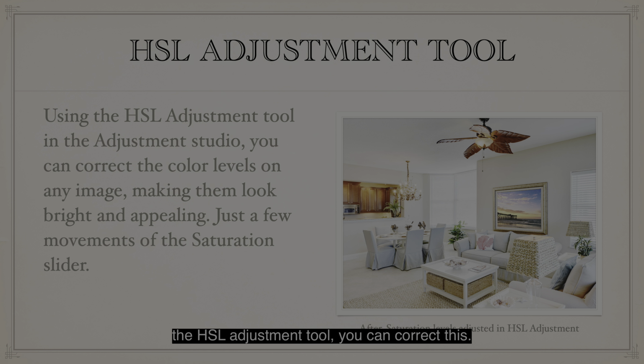Using the HSL adjustment tool, you can correct this. And this is in the Adjustment Studio on Affinity Photo. You can correct the colour levels on any image, making them look bright and appealing. Just a few movements of the saturation slider, and you've suddenly got a colourful and bright room.